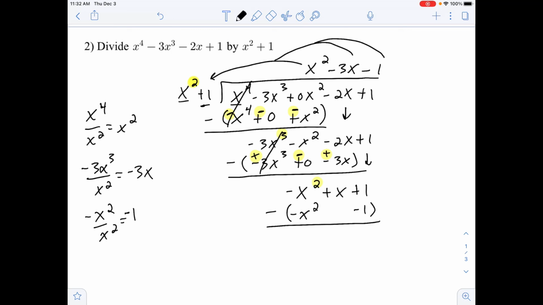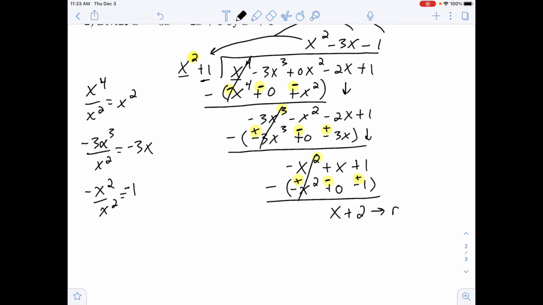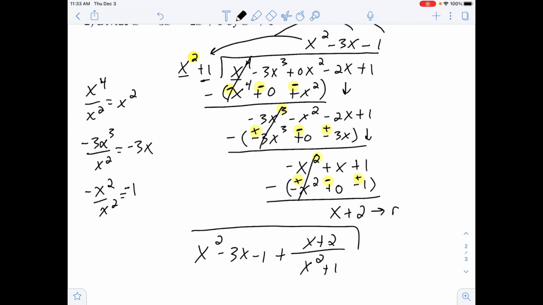And now we're going to change the sign. So that's a plus. And then I'll put the 0 in here to minus. And then this is a plus. So then this goes away. And then x plus 0 is just x. And then 1 plus 1 is 2. And this is our remainder. So the answer would be x squared minus 3x minus 1 plus x plus 2 over x squared plus 1.